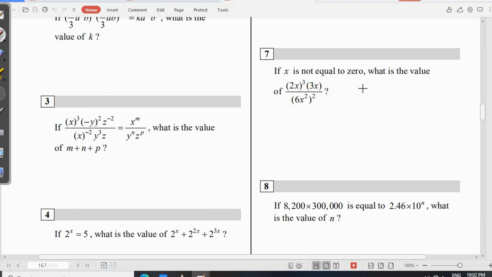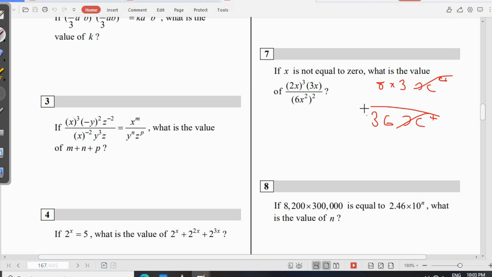Same thing here. This is 2 times 3, 2 raised to the power 3, which is 8, and then we have times 3 there, and then we have x raised to the power 3, but times x here will be x raised to the power 4. So we have that, and then we have 6x squared. So this is 6 raised to the power 2 is 36. And we have x raised to the power 2 times 2, x raised to the power 4. So we'll clear this x raised to the power 4 and x raised to the power 4.